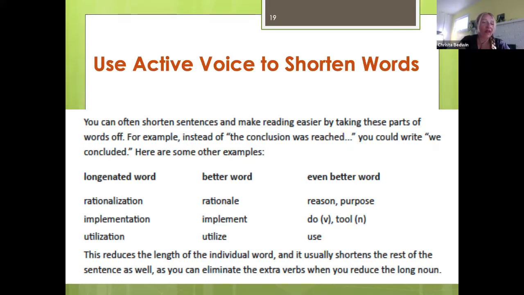A sentence with rationalization would be something like, "he made a rationalization," or "a rationalization was made," even worse. We can just say, "the rationale for that decision was," much clearer, right? We even took a whole sentence away by doing that. Or we can even say "the reason" instead of saying rationale. "The implementation was made." We can just say "we implemented it," or "we did it," even better.